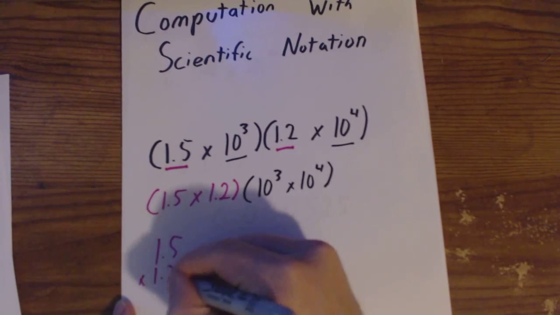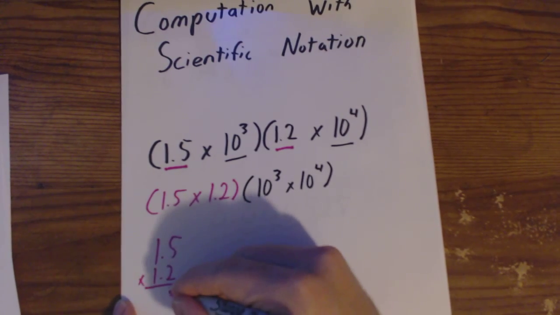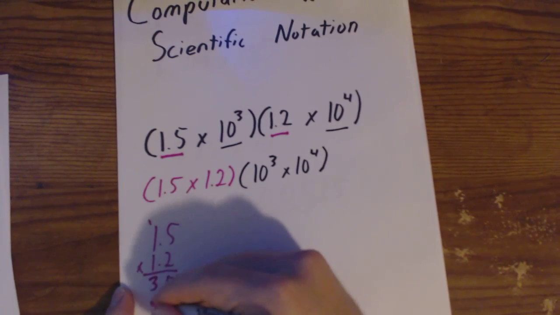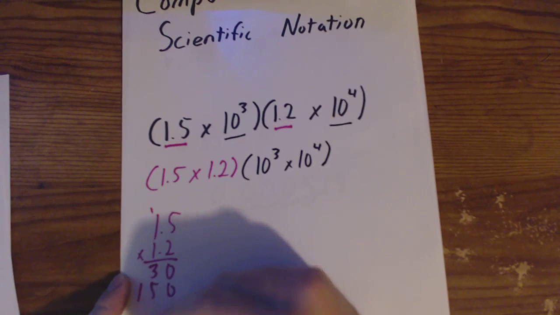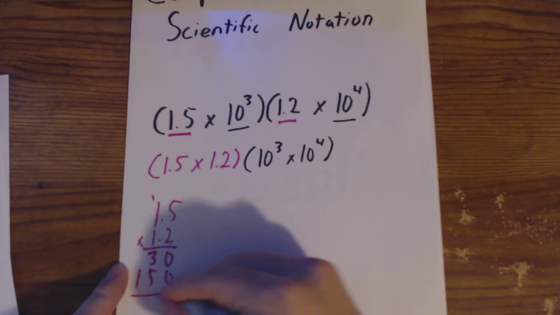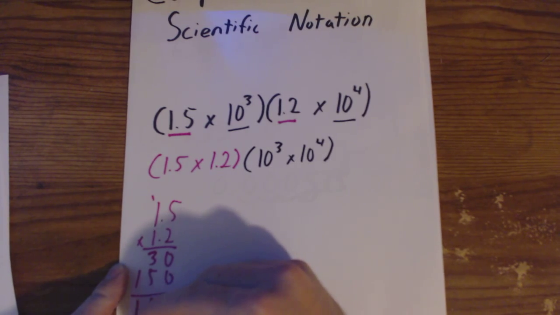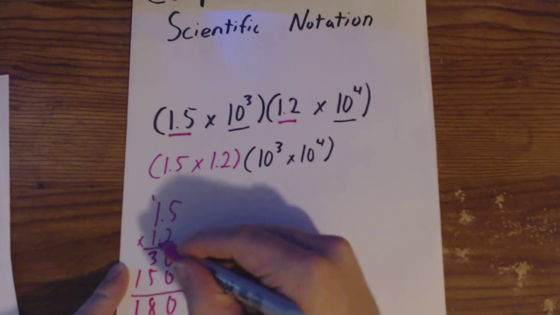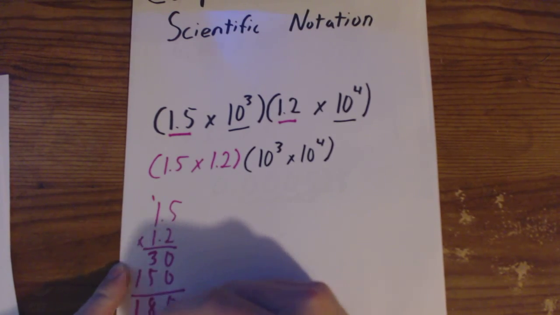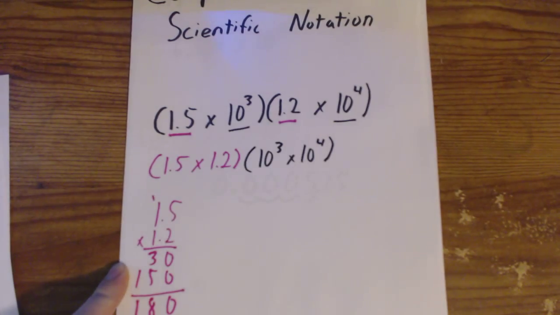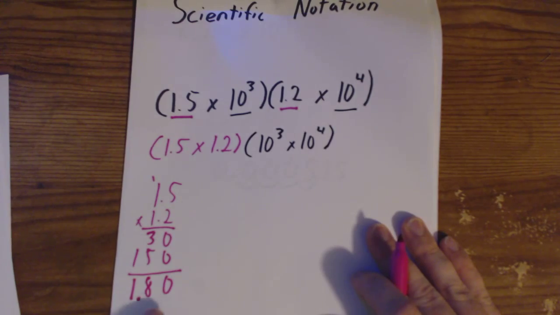1.5 times 1.2. We need a 0, 1, you get a 3, 5, and a 1. Let's get this up a little bit. A 0, an 8, and a 1. You move the decimal once here and once here. You don't have to move it twice in the answer. Your answer will be 1.8. So 1.5 times 1.2 will give us 1.8.